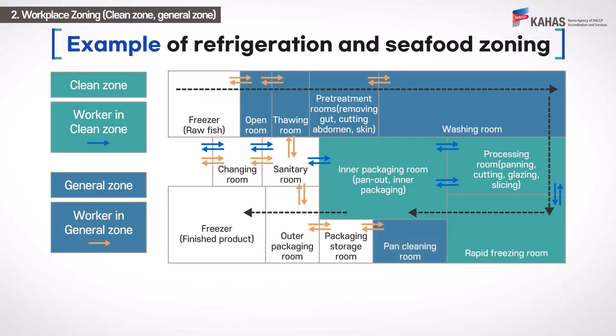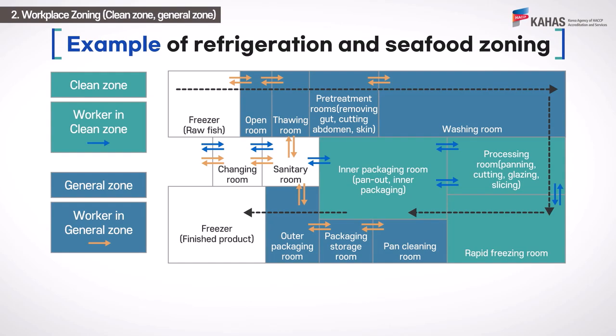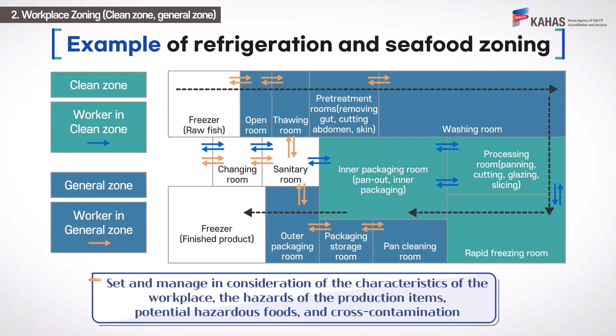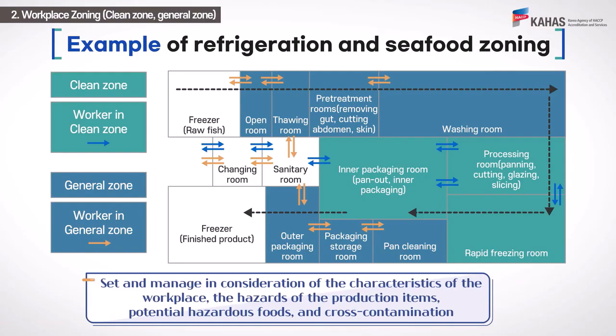And again, the outer packaging room, where there is no risk of cross-contamination of external pollutants in the product after packaging, can be set as a general zone. The zoning of the workplace can be properly set and managed in consideration of the characteristics of the workplace, the hazards of the production items, potential hazardous foods, and cross-contamination.